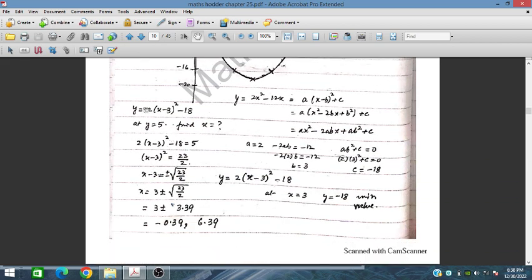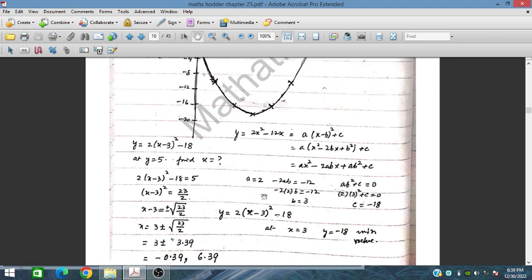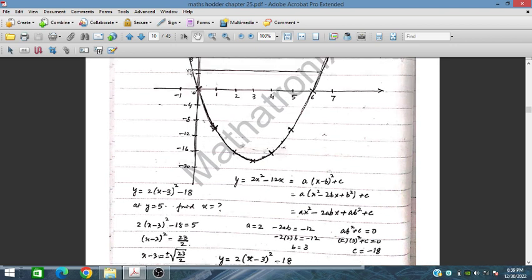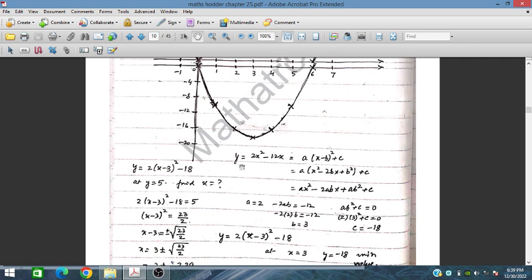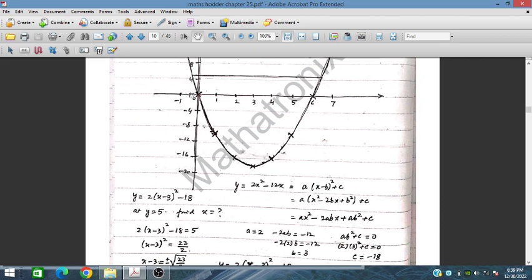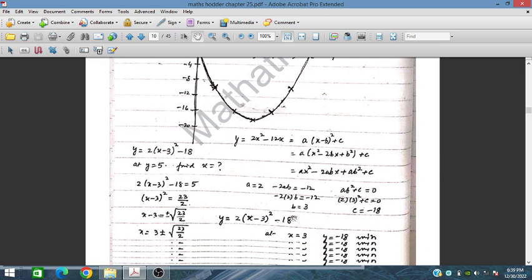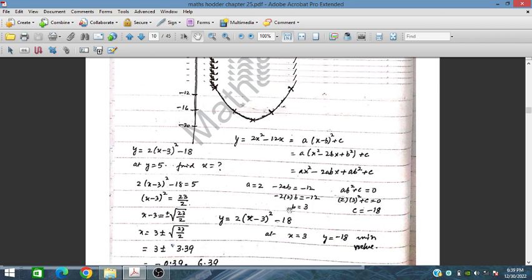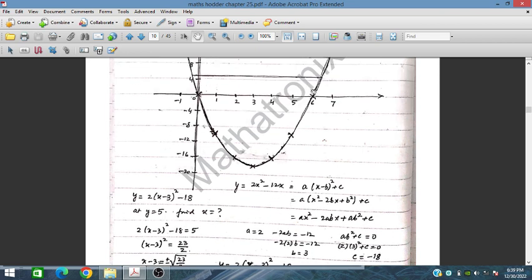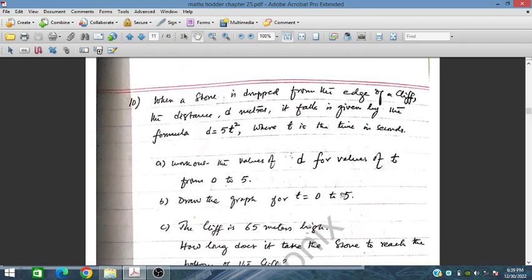We have equated y not to 0 but to 5 here, and found the values of x corresponding to the line y is equal to 5. So we have these two values, minus 0.39 and 6.39. So at y is equal to 5, it is crossing the curve at minus 0.39 and 6.39, while on the x-axis it is crossing at 0 and 6. So this is all very important.